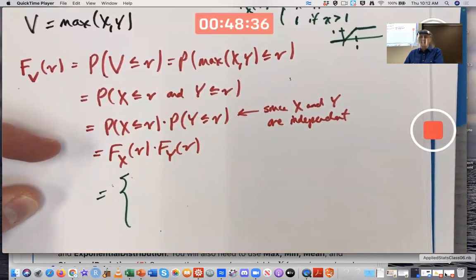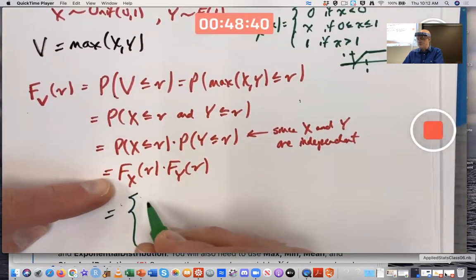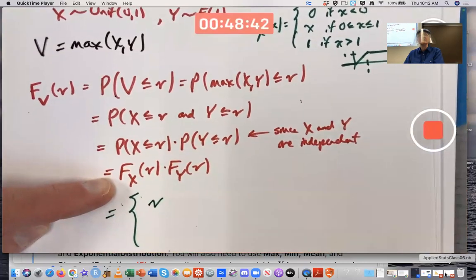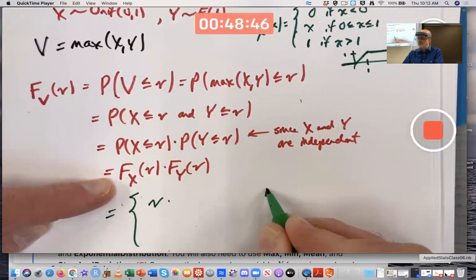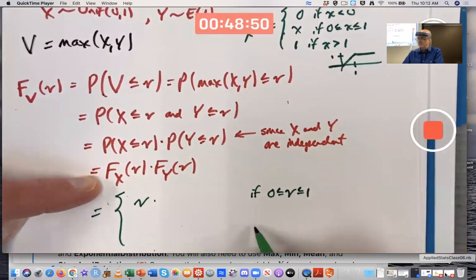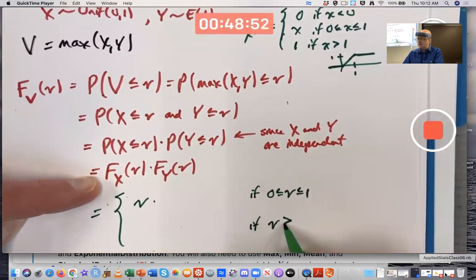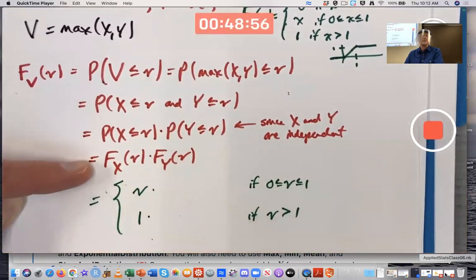When v is between 0 and 1, the output of capital F sub x is just the input, v. When v is greater than 1, then the output of capital F sub x is 1.